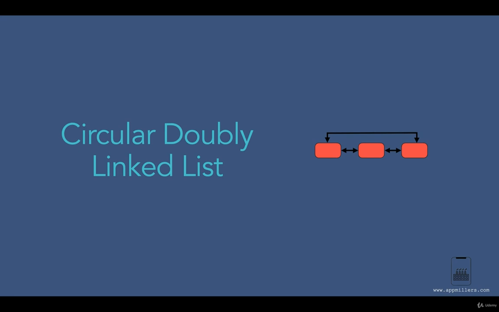Now, till this lecture, we have covered 3 different types of linked lists, which are single linked list, circle single linked list, and double linked list. Now, from this lecture, we will start to learn the 4th type of linked list, which is circle double linked list. Before diving deep, let's quickly recap what's the difference between double linked list and circle double linked list, and why do we need circle double linked list.